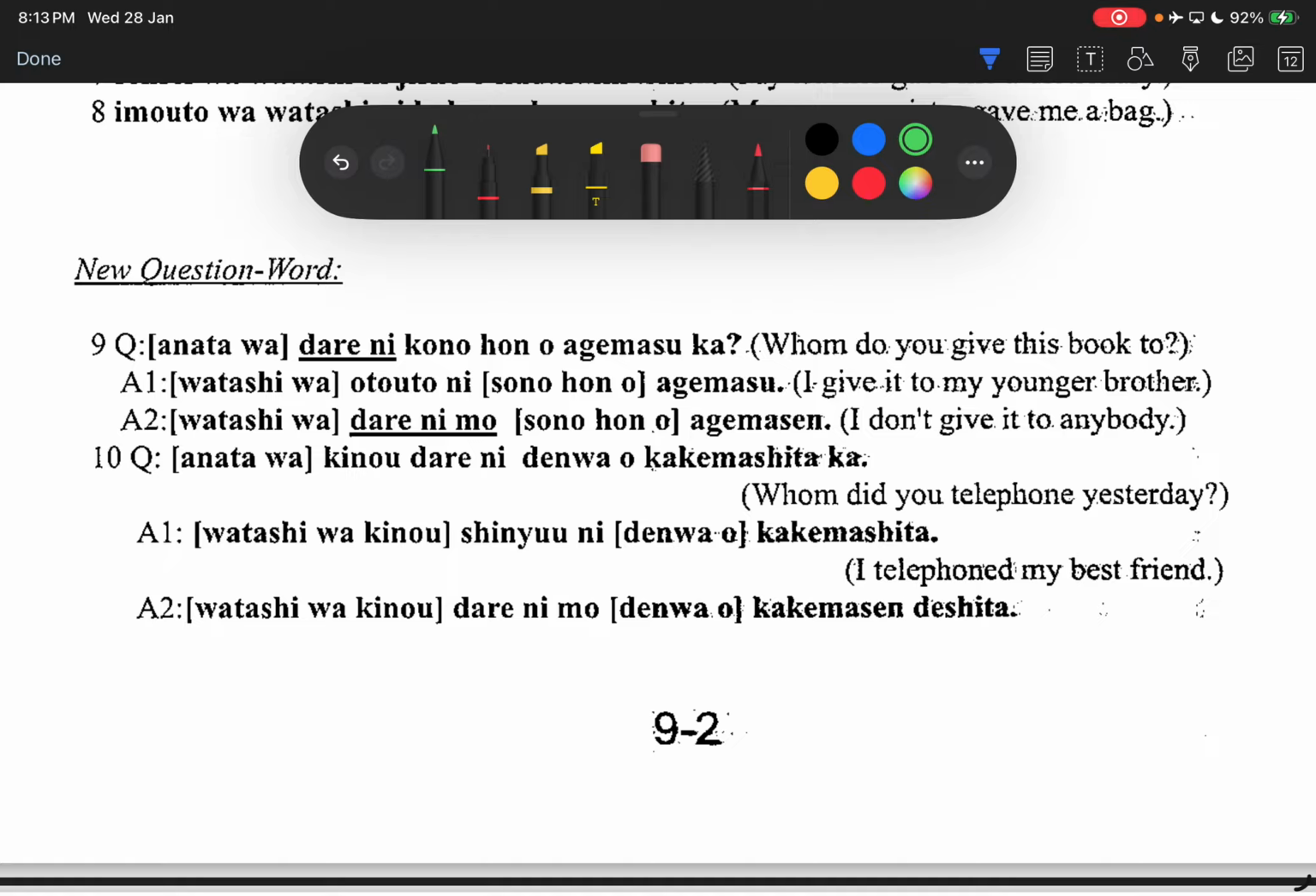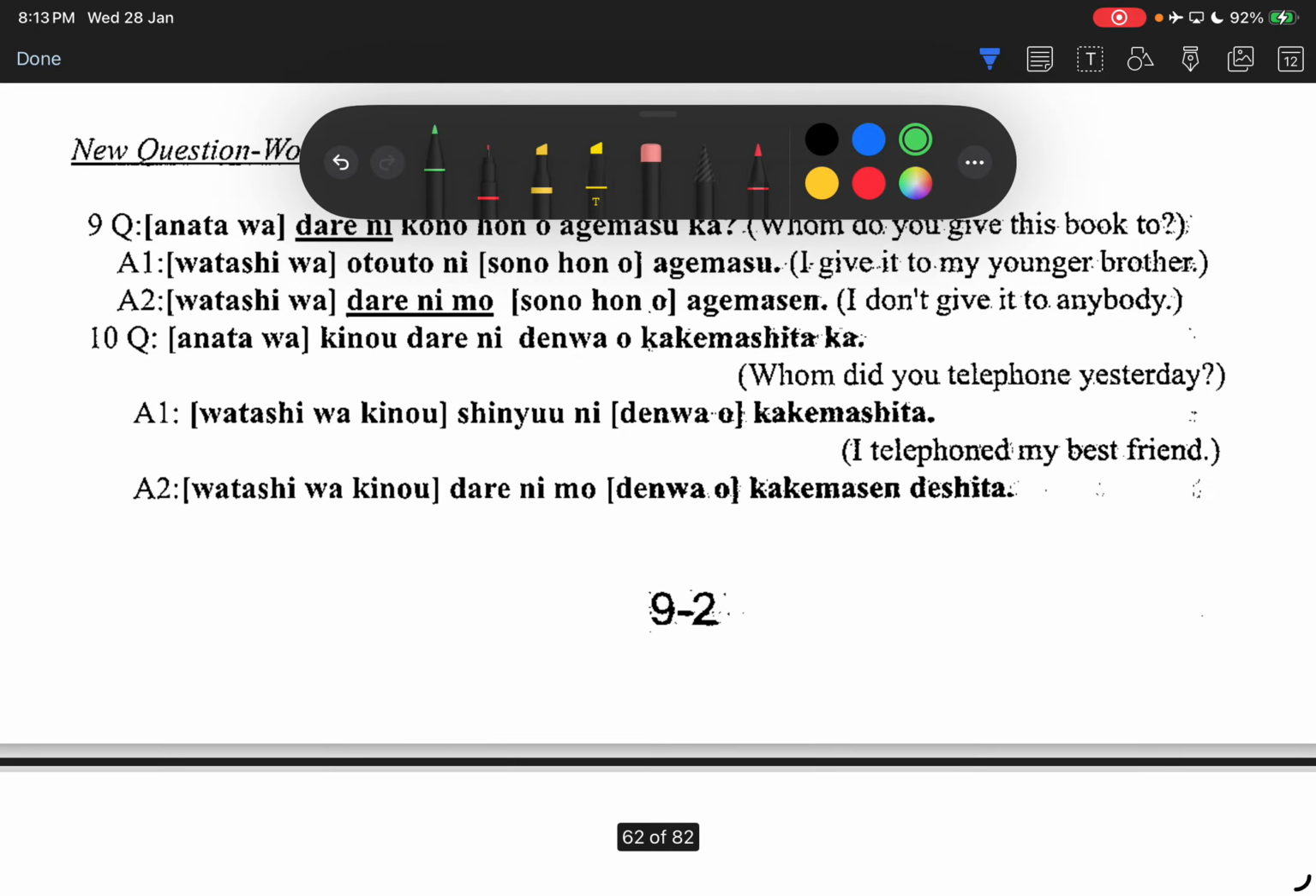So to whom did you call yesterday? A1 says shinyu ni kakemashita. Shinyu ni kakemashita. So to best friend kakemashita. To best friend I called. A2 says dare ni mo kakemasen deshita. So dare ni mo kakemasen deshita. So to whom also never call. To whom also never call.